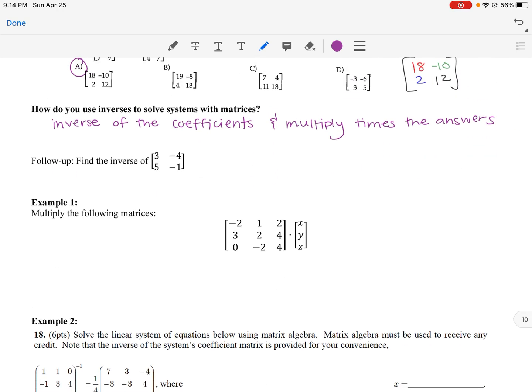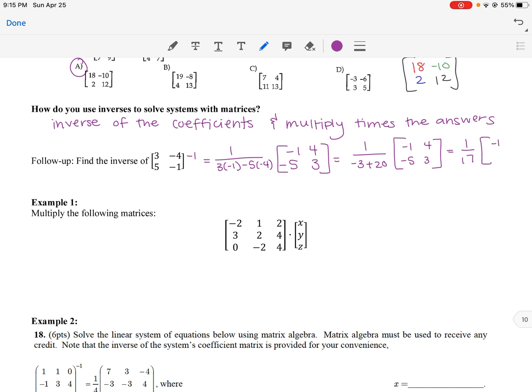Okay, so let's go ahead and find the inverse of this matrix. If I find the inverse, sometimes I note it with a little negative 1. We're going to do 1 over the determinant. So 3 times negative 1 minus 5 times the negative 4. We flip-flop the negative 1 and the 3, and we change the signs of the 4 and the 5. So this is 1 over negative 3 plus 20. This is going to stay the same. So this is 1/17, negative 1, 4, negative 5, 3.